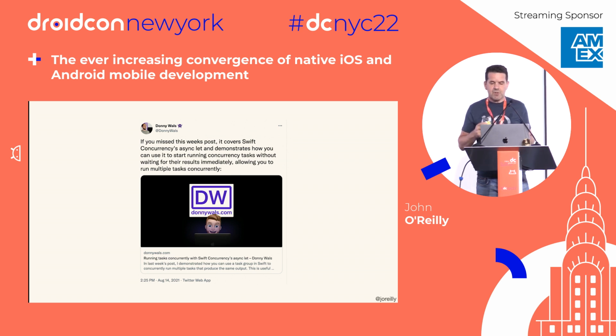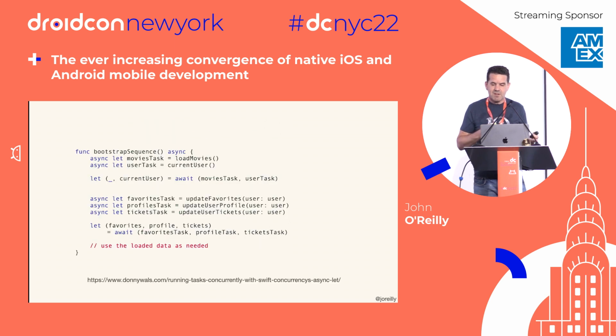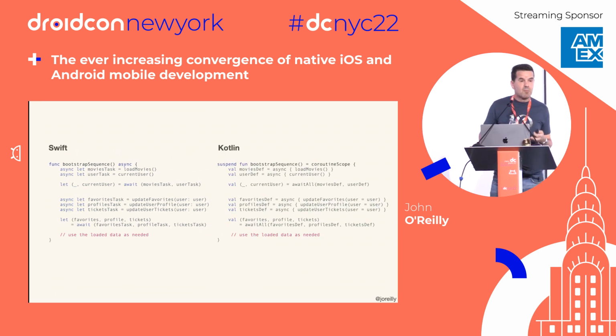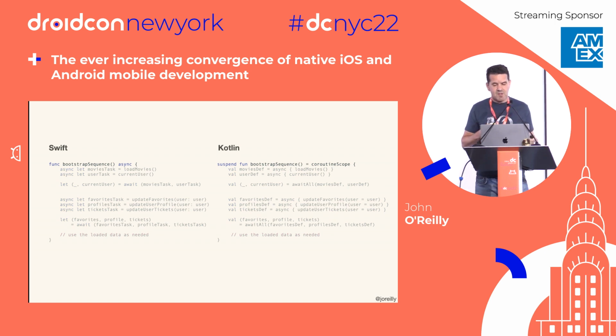Whereas the previous example showed how we can invoke async functions sequentially, Donny's article about use of Swift's async let, an associated example, shows how to invoke async functions concurrently. This is again a slightly modified version from the sample and shows how we can kick off a number of tasks that will run concurrently and wait for them to complete. And we'll see this in a bit more detail in the next slides. And again, this is the Kotlin equivalent.